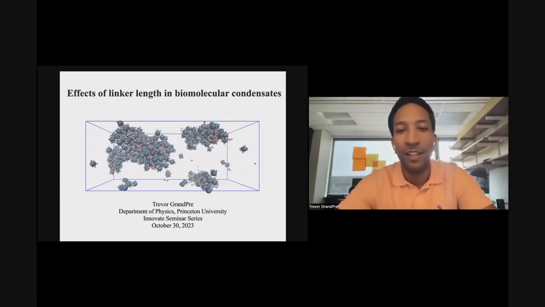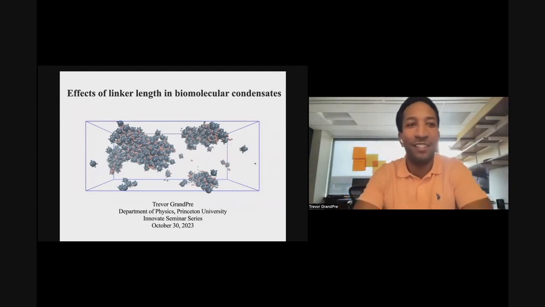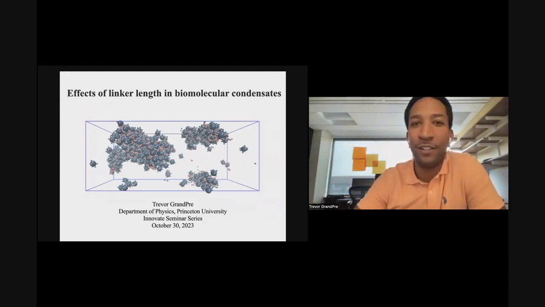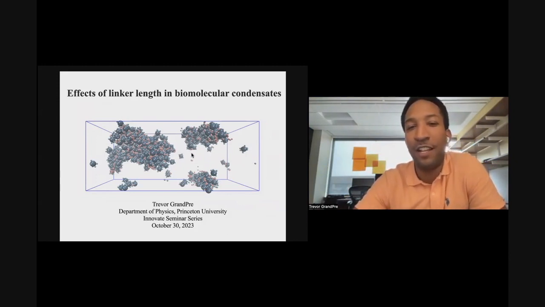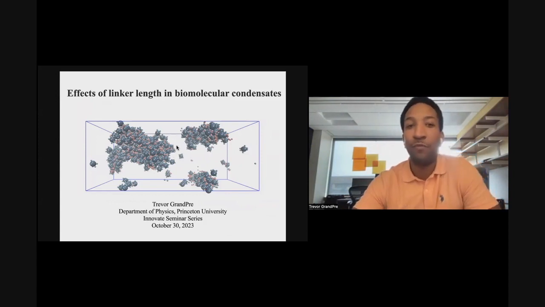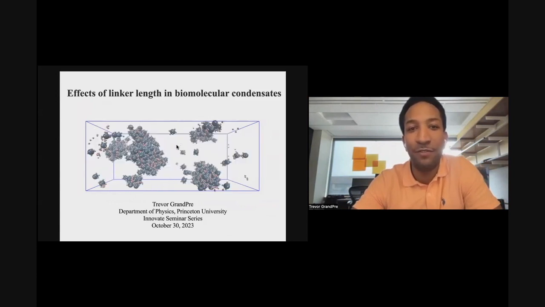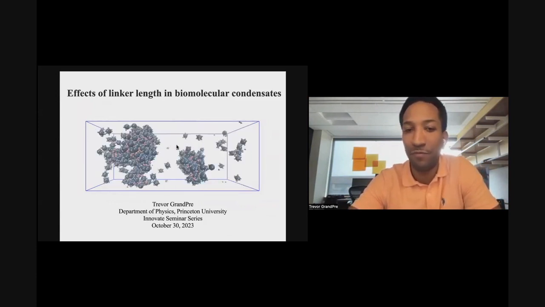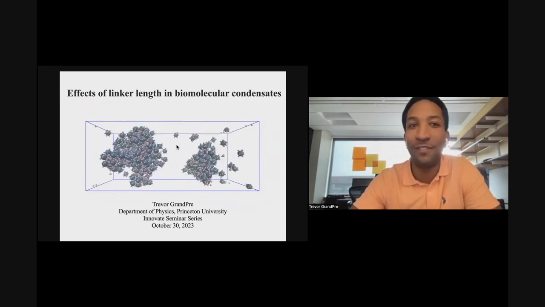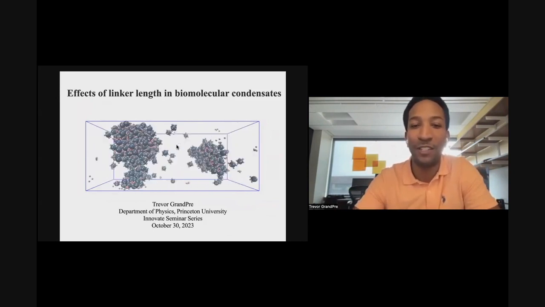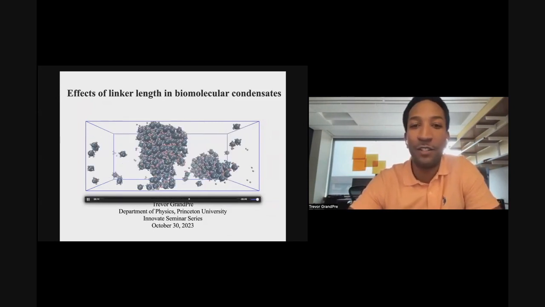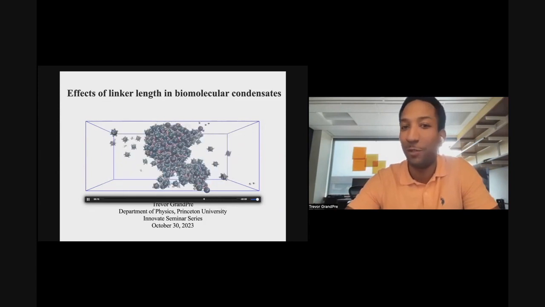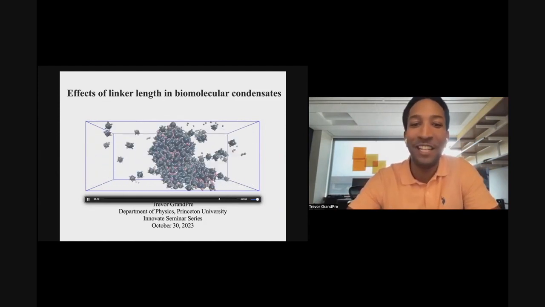So as mentioned just a second ago, I'll be talking about effects of linker length in biomolecular condensates. And there's a lot of jargon here, so I'll break it down over the course of the talk. Here's a snapshot, or a video actually, of a simulation that's modeling a specific biomolecular condensate. And so I'll talk to you more about this model, and also about the motivations for why we care to model it.